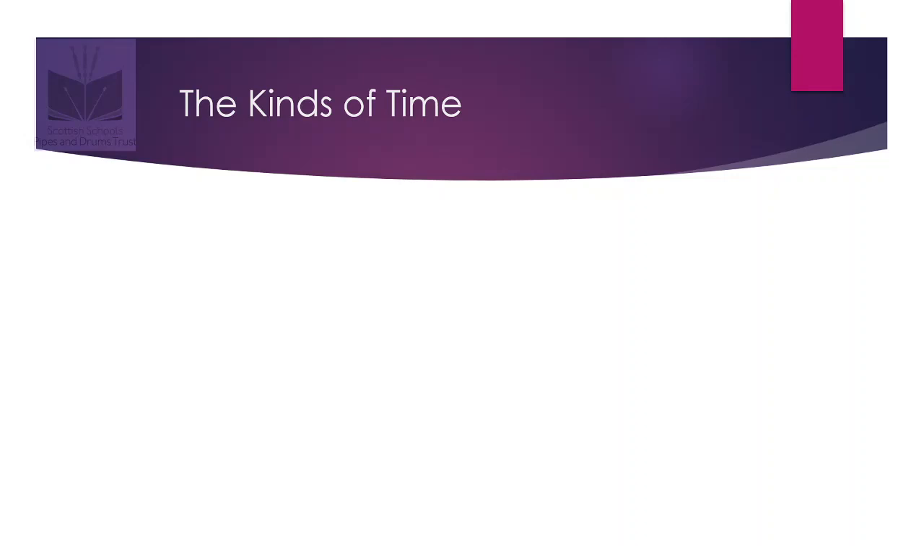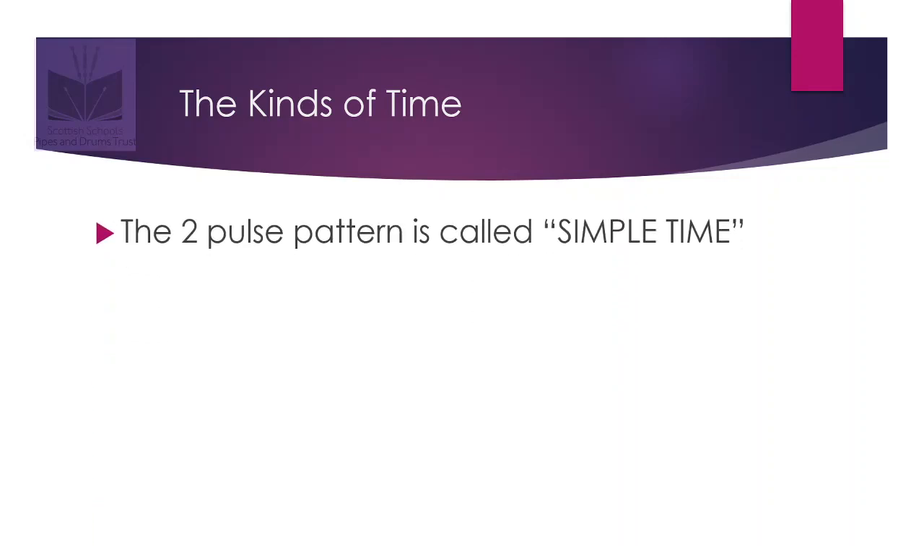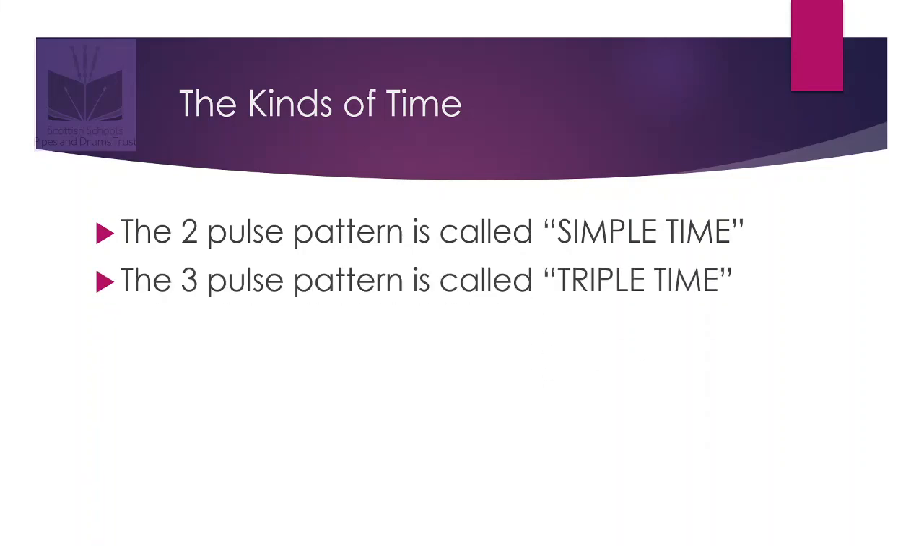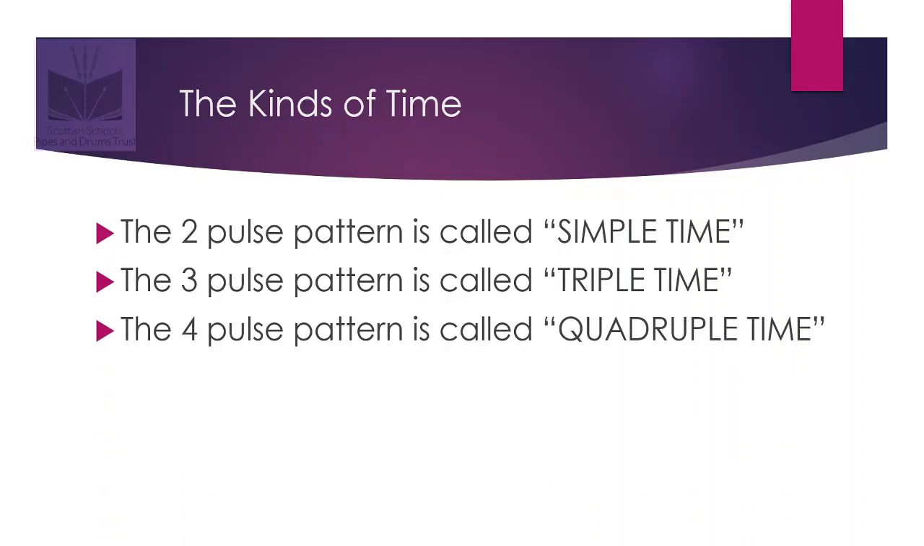The kinds of time. The 2 pulse pattern is called simple time. Yep. 3 pulse pattern is called triple time. Quadruple time. Now that says simple time. Alright, that should say duple time. That's really annoying. Alright, so the 2 pulse pattern is called duple time. 3 pulse pattern is called triple time. 4 pulse pattern is called quadruple time.